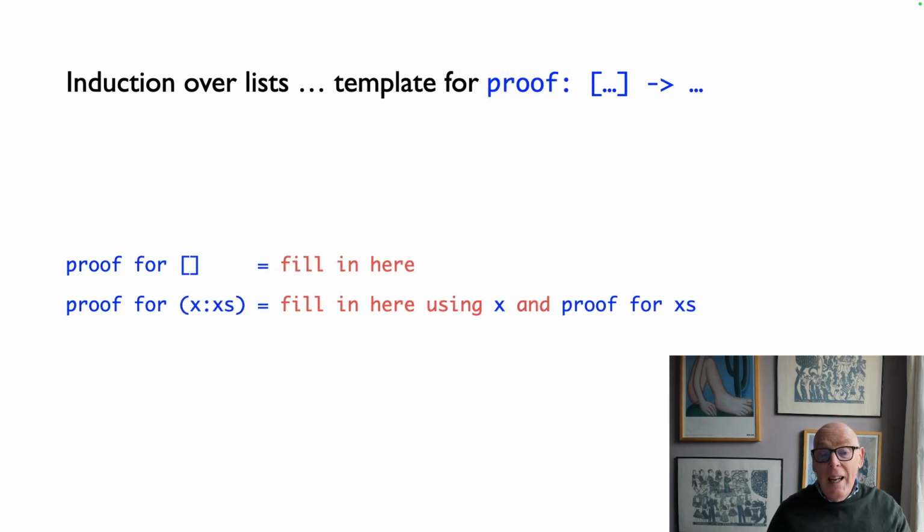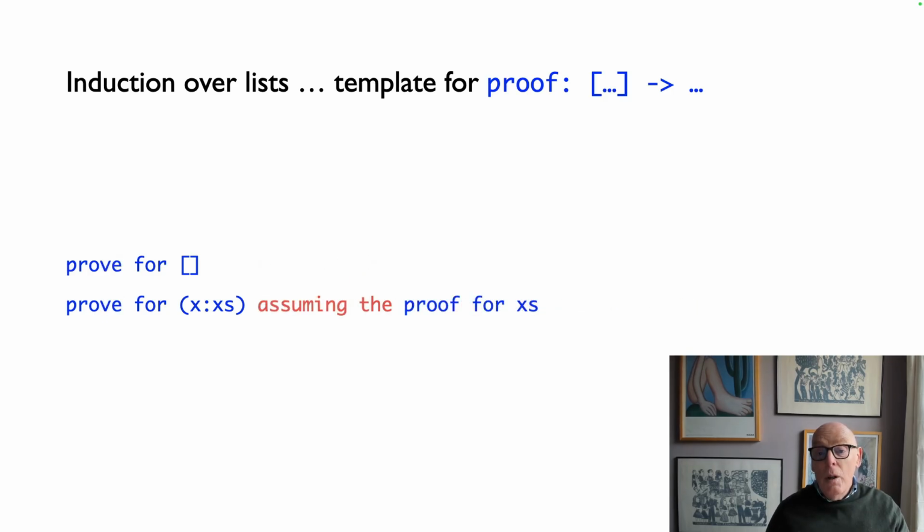How do we do a proof? Well, we do a proof in exactly the same way. You can think, if you like, that induction is defining proofs by recursion. So if we want a proof for all lists, we have to give a proof for the empty list, and then we give a proof for x cons x's using the proof for x's that we've already got. So in other words, making it sound a bit more mathematical, we prove for the empty list, and then we prove for the list x cons x's, assuming the proof for x's. And that gives us a proof for all finite lists.